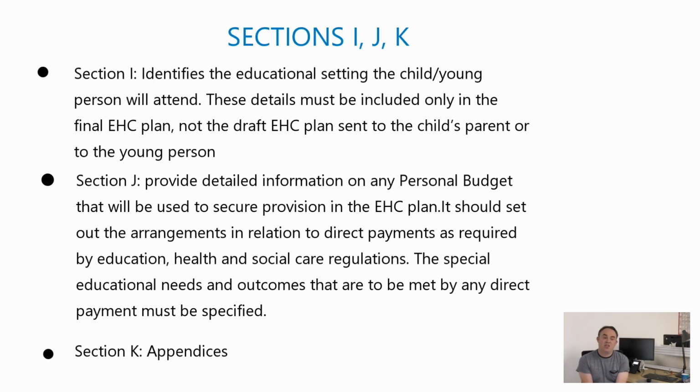Then we have Section I of the Education, Health and Care Plan. Section I identifies the educational setting that the child's going to attend. And when you receive your draft Education, Health and Care Plan from the local authority, as I said, at around week 16 of the process, you'll be invited to express a preference for an educational setting in this part of the plan. Now, the law allows you to make what they call statutory preferences and also preferences under what's called Section 9 of the Education Act.